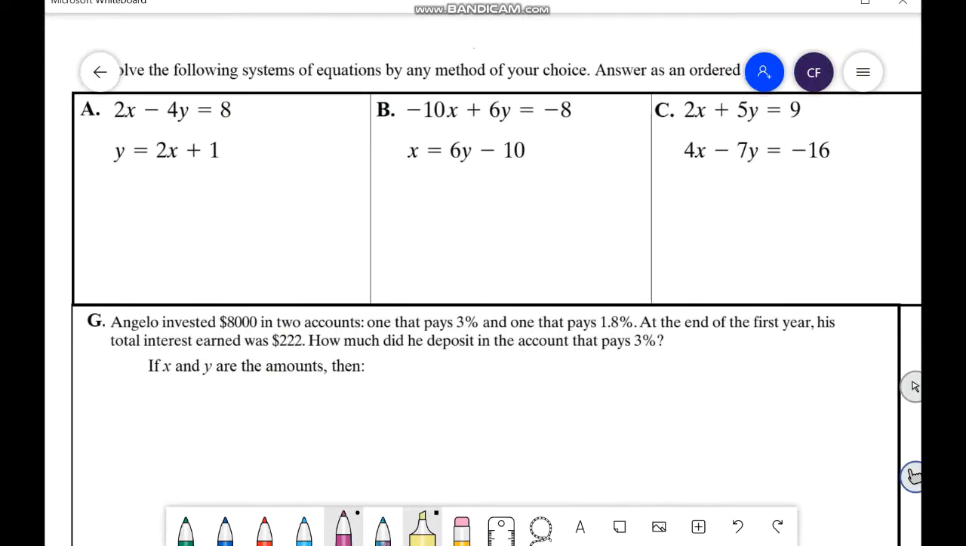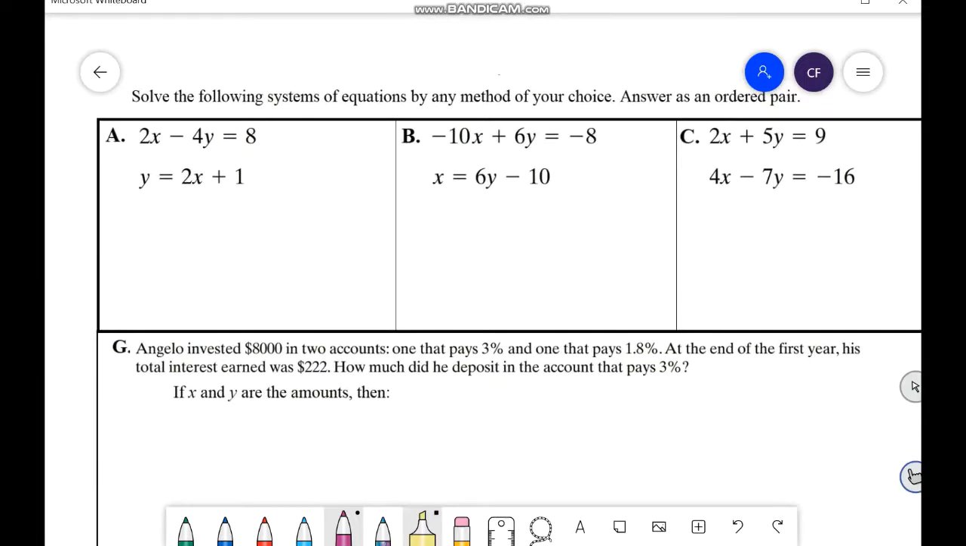So, working on the first part of the quiz. Letter A, we have this system here. 2x minus 4y equals 8, and y equals 2x plus 1. What do you think? Substitution method, addition method, or just graphing? Graphing is another method. Is the one that I want you to remember a few years from now. But substitution, addition, or graphing? What do you suggest me?